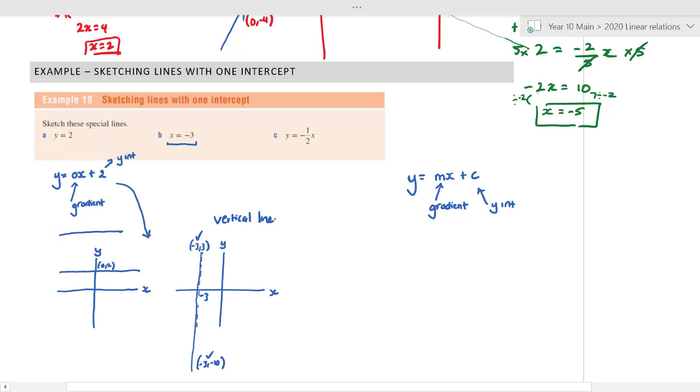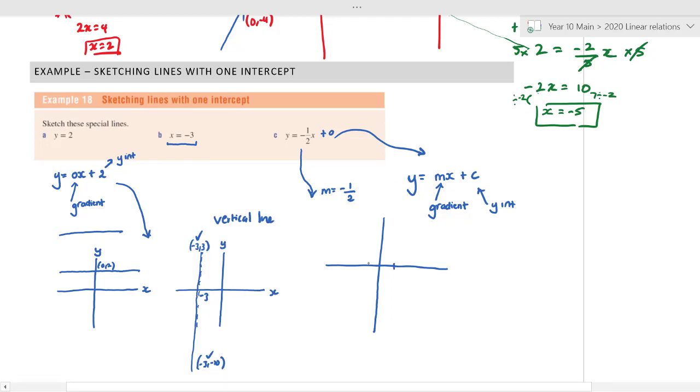We could, however, for the third one, look at this. So, first of all, what is the plus c? Well, the plus c is 0, which means that the y-intercept is 0. Y-intercept 0 means that it goes through the origin. But what does the gradient tell us? Well, the gradient m is equal to minus a half x. So the m part is minus a half, which means that it's going to have a negative gradient.